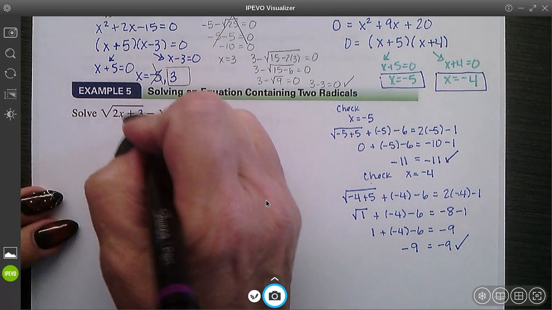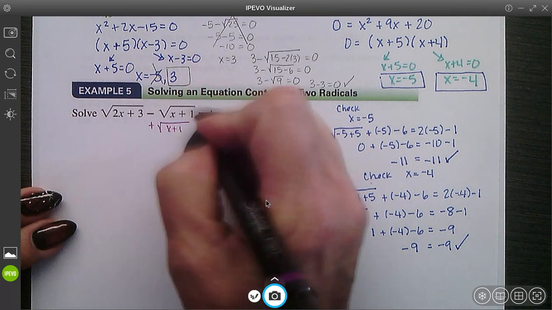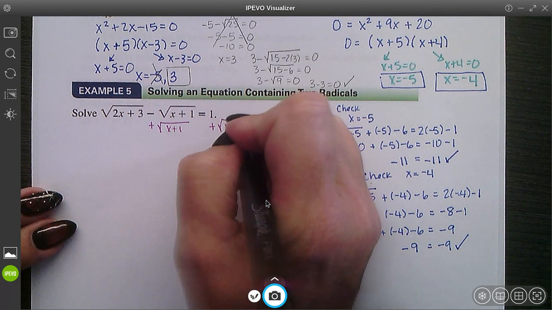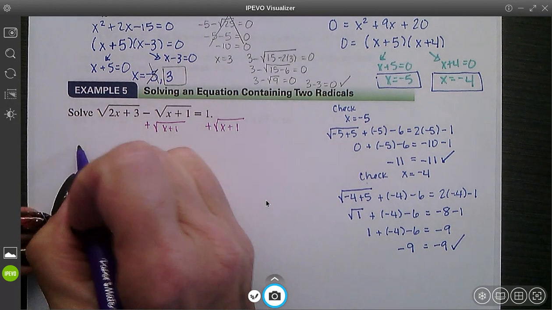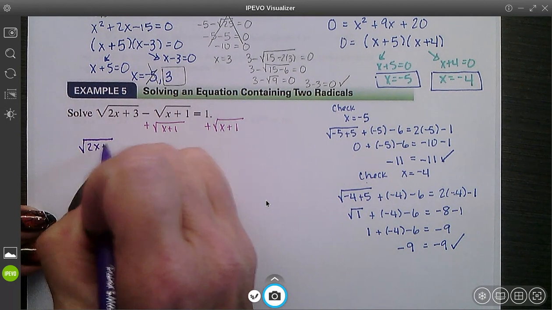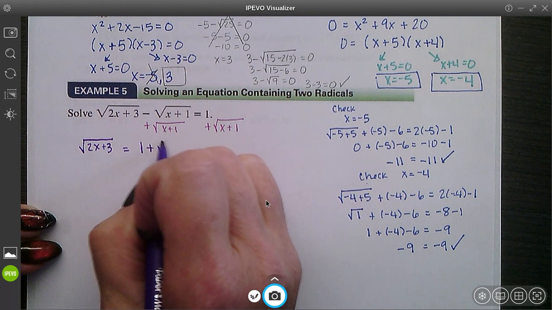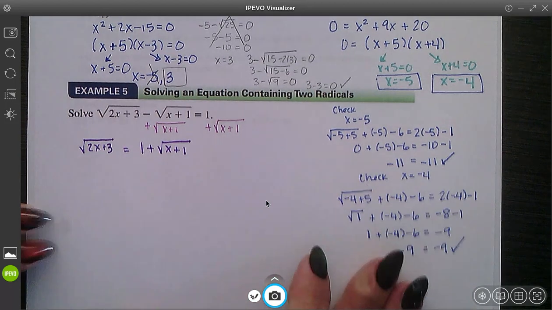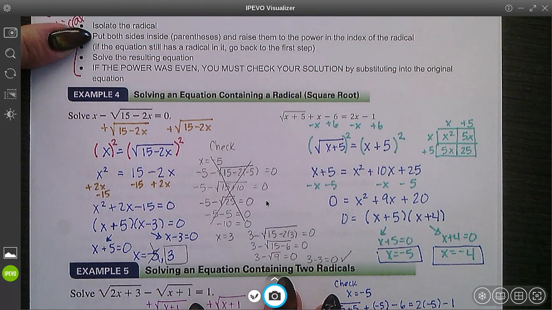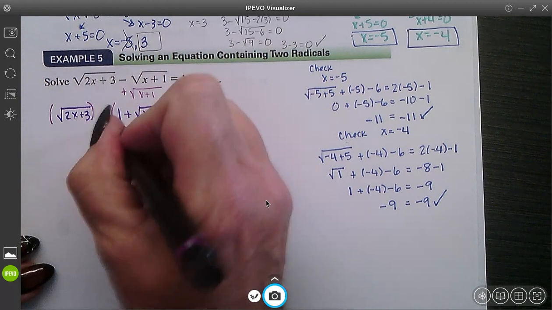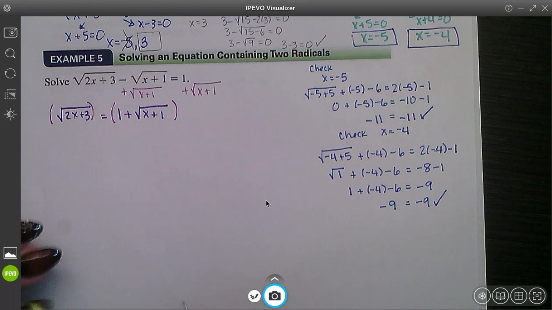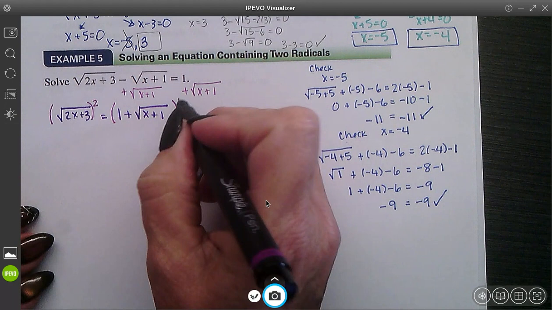So I'll start by adding this square root of x plus 1 onto the right side. So I have the square root of 2x plus 3 equals 1 plus the square root of x plus 1. Okay. So I've isolated the radical. That's this step. Then put both sides inside parentheses and raise them to the power of the index. So I'm going to put this side in parentheses and this whole side over here in parentheses. Square the left, square the right.